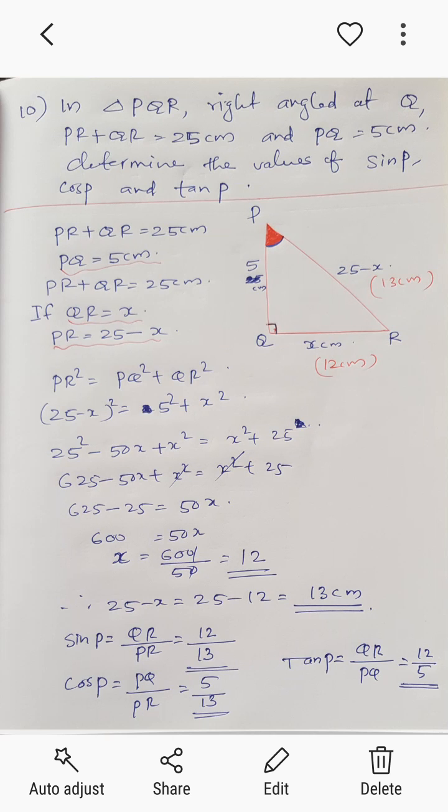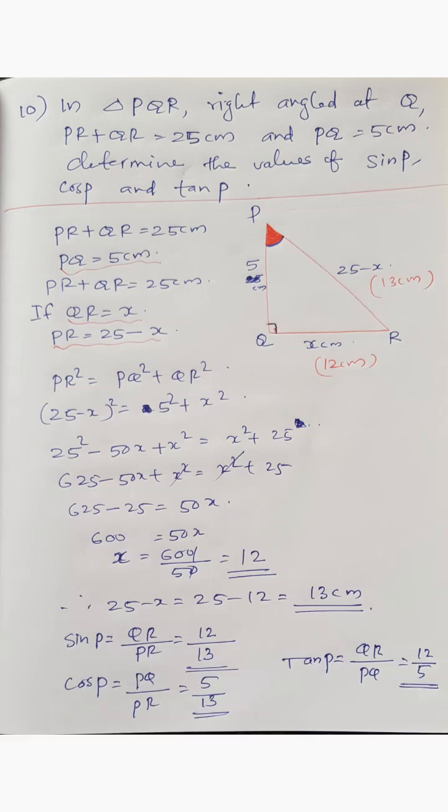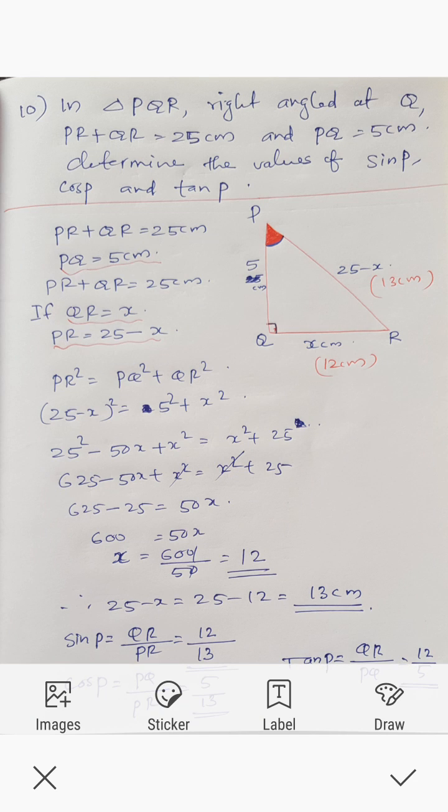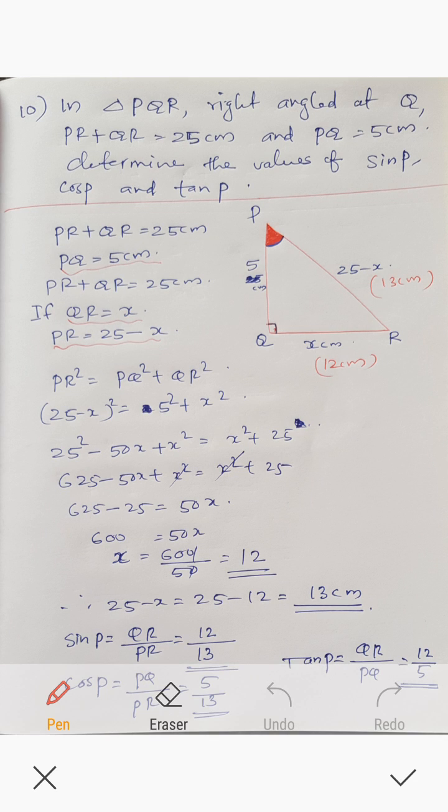And the last question that I am going to discuss here is this problem. What is it? In PQR, right angled at Q, PQ plus QR equal to 25 centimeter and PQ is 5 centimeter. Determine the values of sin P, cos P and tan P.